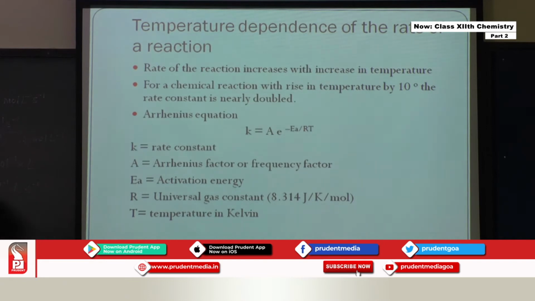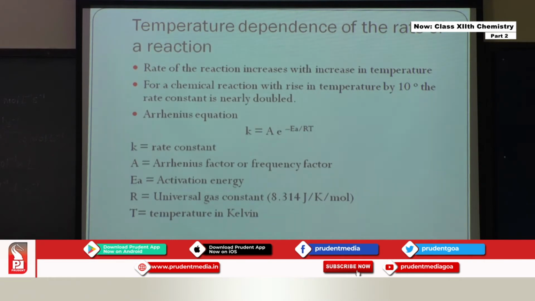Arrhenius has used this equation for us to understand the use of temperature, how it affects the rate of a reaction. Now we don't need to know the derivation of this equation, we just need to know what the equation is and what the terms are that are involved in the equation. K is equal to A e raised to minus EA upon RT. K is the rate constant, A is known as the Arrhenius factor or the frequency factor, EA is activation energy, and T is going to be the temperature in Kelvin.